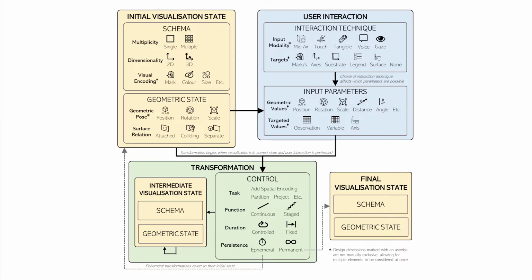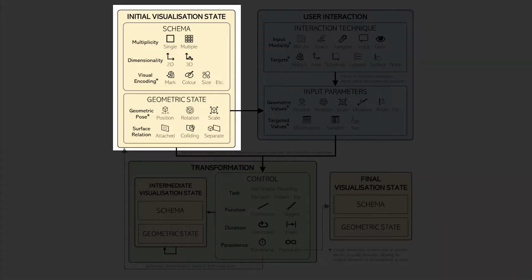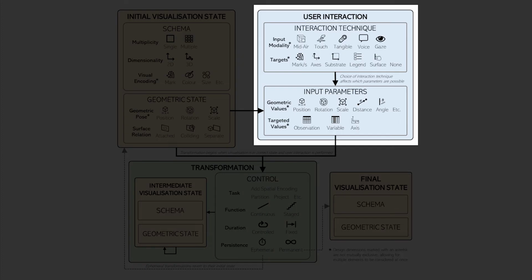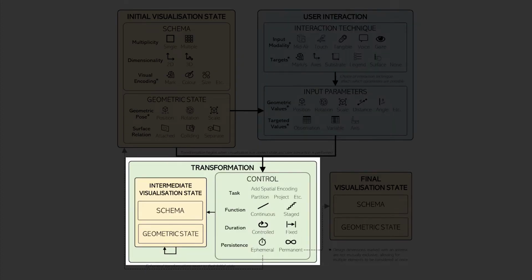To do so, we crafted a design space of visualization transformations, which is interpreted from the perspective of a visual analytics system designer who is making these transformations available for the end users. This design space focuses on three main areas: the conditions that a visualization needs to be in for the transformation to be valid and therefore available to the user, the interactions that the user needs to perform to trigger the transformation, and how the transformation itself progresses.